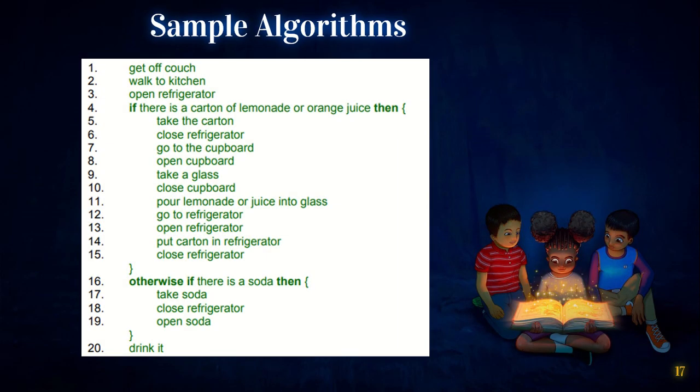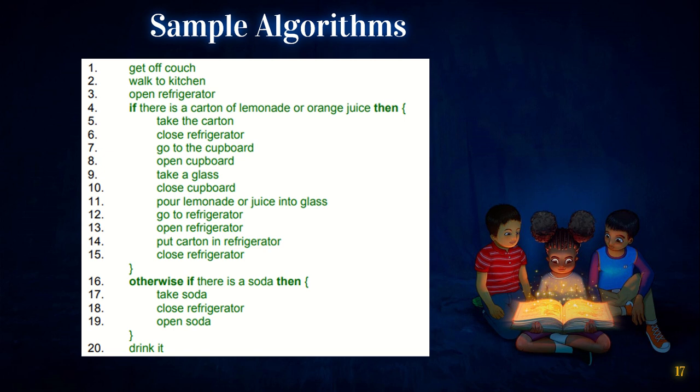Okay, guys, these are quite general steps that I'm discussing. And look at that, wow, it's a bit lengthy one. Get off the couch, walk to the kitchen, open the refrigerator. If there is a carton of lemon or orange juice, then take the carton, close the refrigerator, go to the cupboard, open the cupboard, take a glass, close the cupboard, pour the juice into the glass, go to the refrigerator, open the refrigerator, put the carton in the refrigerator, close the refrigerator. Wow, so many steps that you have to do.